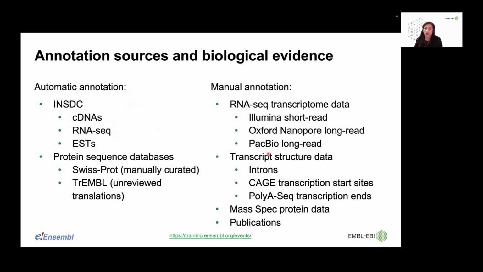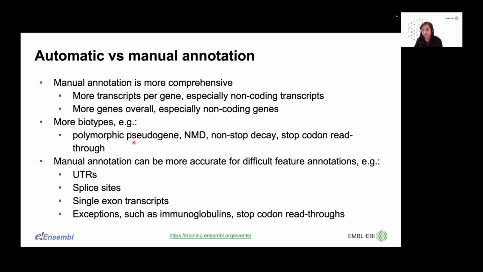So that means for the manual annotation, there is more flexibility compared to the automatic pipeline. The manual annotation process is much more laborious as the annotator moves along the genome to map any published experimental data using different databases. Because of this, it can take half a day to annotate a single gene. However, manual annotation is more comprehensive and also more accurate for difficult feature annotations.